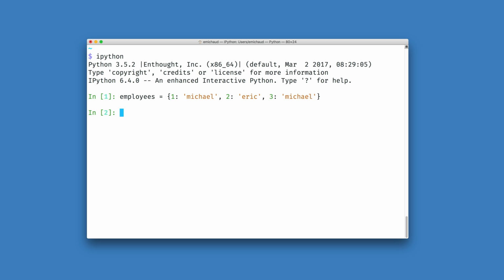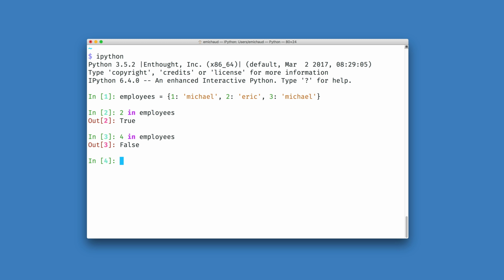If I would like to know whether employee ID number 2 is inside of my employees dictionary, I can use the key 2, the keyword in, and then the name of my data structure, employees. And Python lets us know that this key is indeed in my dictionary. If the key were not in my dictionary, like employee number 4, Python would return false.